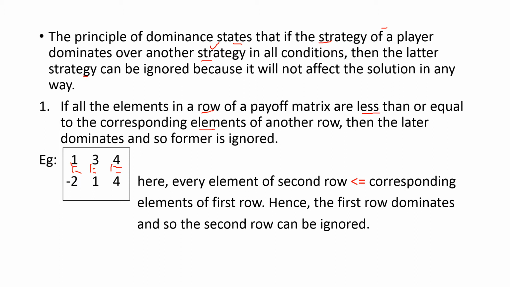Here, every element in the second row is less than or equal to the corresponding elements of the first row. That is, the second and the first row we are comparing. Hence, the first row dominates and the second row can be ignored. One is dominating and the other one is being ignored.